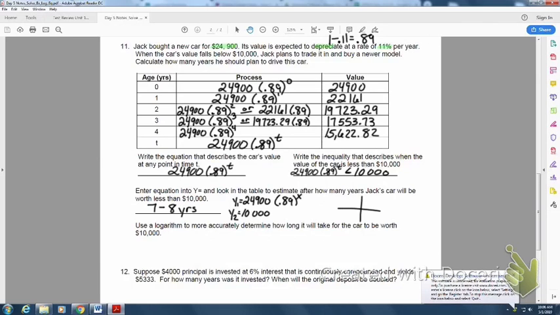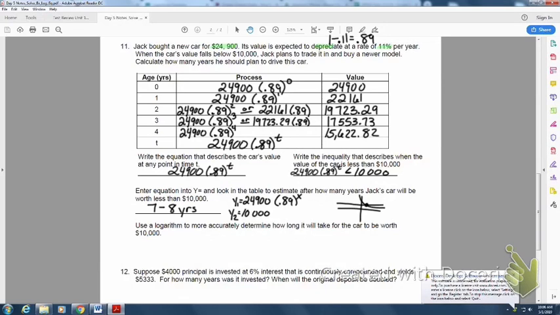You could go look at the graph and find the intersection. So you would have 24,900 times 0.89, so that's a decay. You would have 10,000 coming straight across, and you could find the intersection. The problem with that one is you'd have to adjust your window a lot so that you could see that intersection.